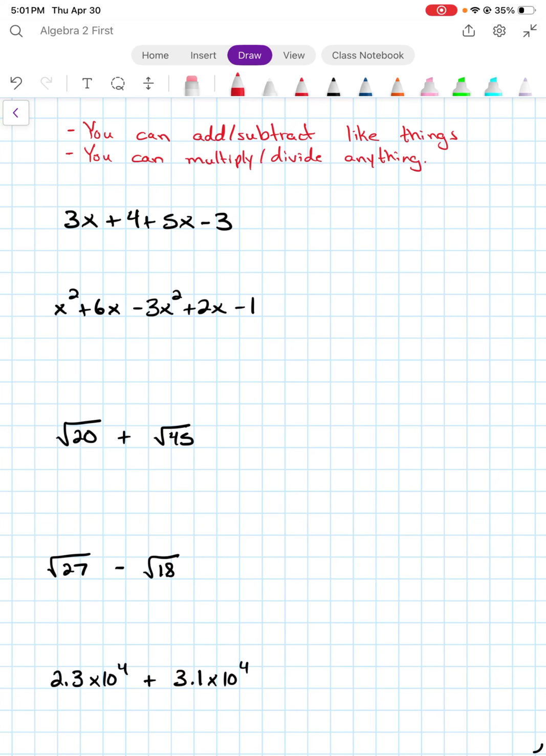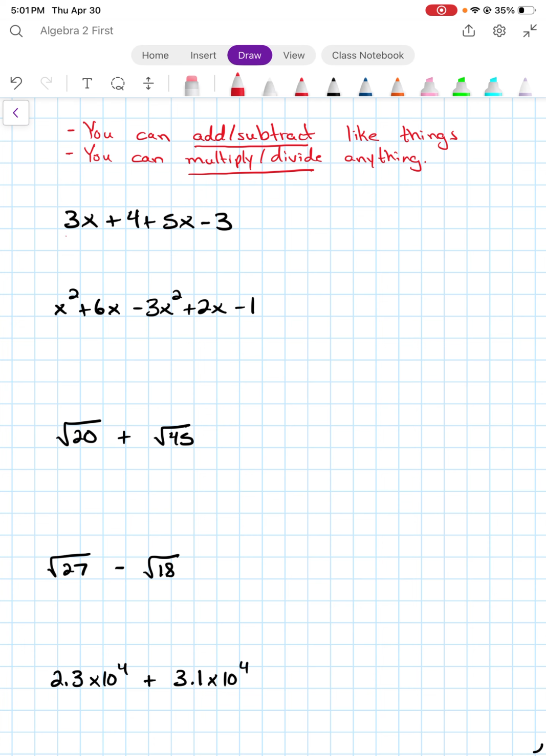This pretty much applies to everything that we're going to do in math, period. You can only add and subtract when things are alike. You can multiply and divide anytime. Even back when we were doing fractions, you could add and subtract only when the bottoms were alike. You can multiply and divide anything. So let's start out applying this to algebraic expressions.